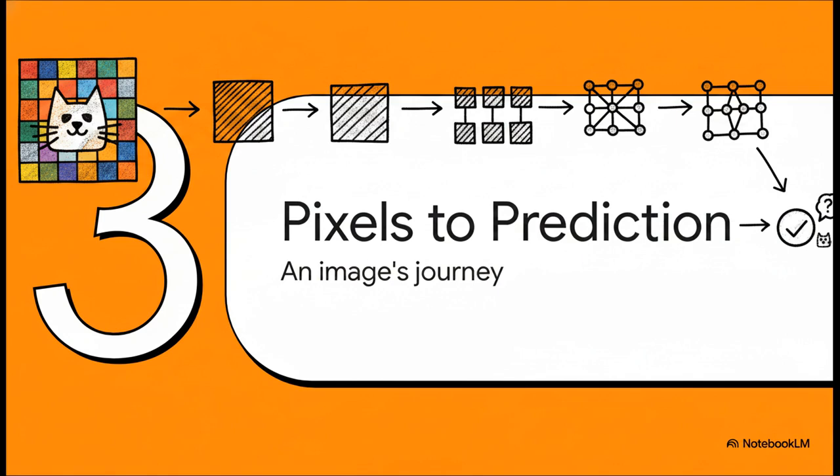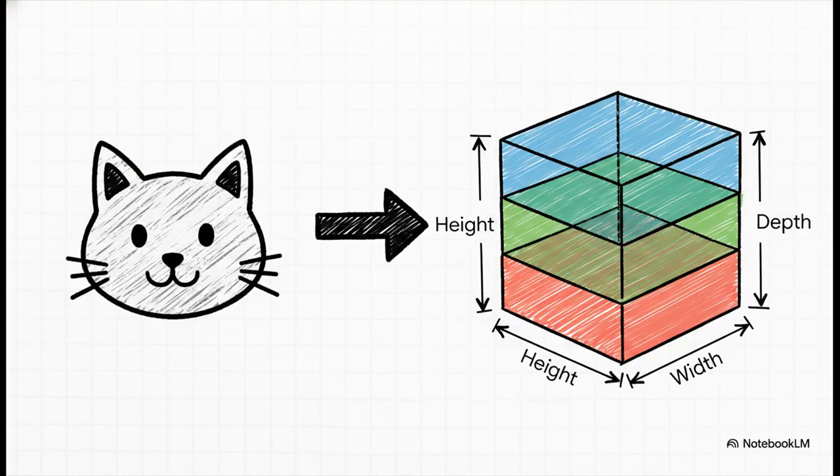All right, we've got all the building blocks now. We've got our convolutional layers, our ReLUs, our pooling layers. So let's put it all together. Let's follow an image on its complete journey, from being just a bunch of pixels to becoming a final confident prediction. So, everything kicks off with our input image.